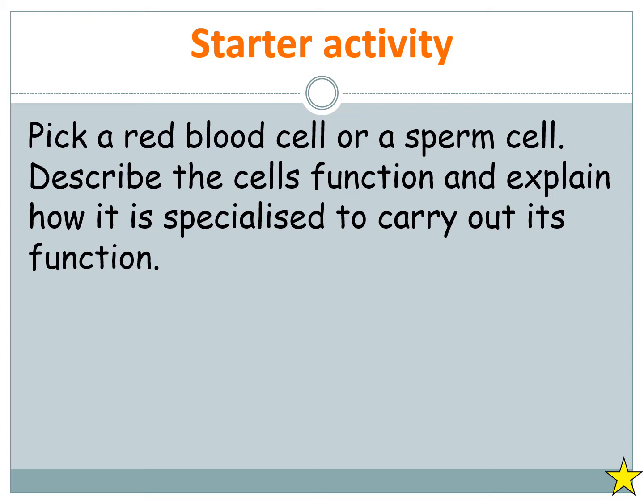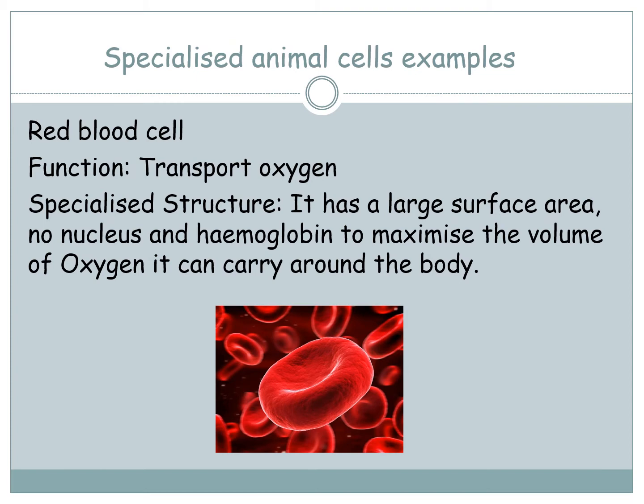So the answers are, if you pick the red blood cell, its function would be that it transports oxygen, and its specialized structure would be that it has a large surface area, no nucleus, and hemoglobin to maximise the volume of oxygen it can carry around the body.